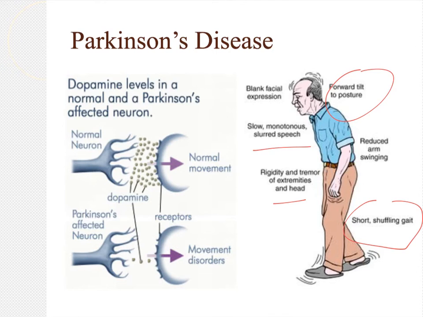The slowed speech. A blank facial expression, a mask-like face, is very indicative of Parkinson's, where it's just very expressionless. If you think of somebody who's had too much Botox, the face is very mask-like, very expressionless. Poor blink reflex and wide open eyes.